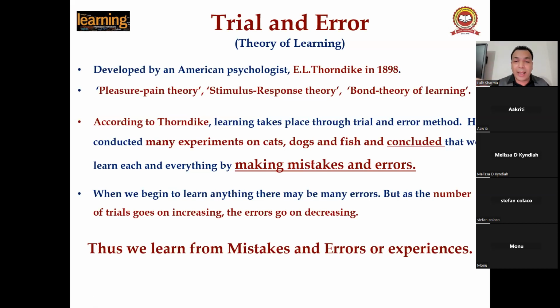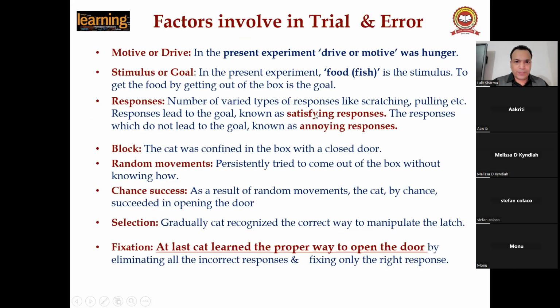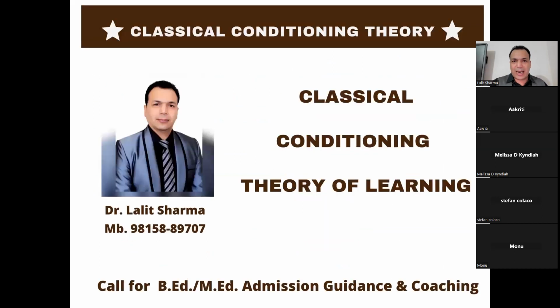I'm evaluating the third phase of teaching, right? First of all, you should know that the trial and error theory was given by Thorndike in 1898, and is called the pleasure and pain theory, stimulus response theory, bond theory of learning. Then you have to explain the experiment. Then in detail, you have to talk about the factors involved in learning, and in more detail the educational implications of this theory. This question always comes.